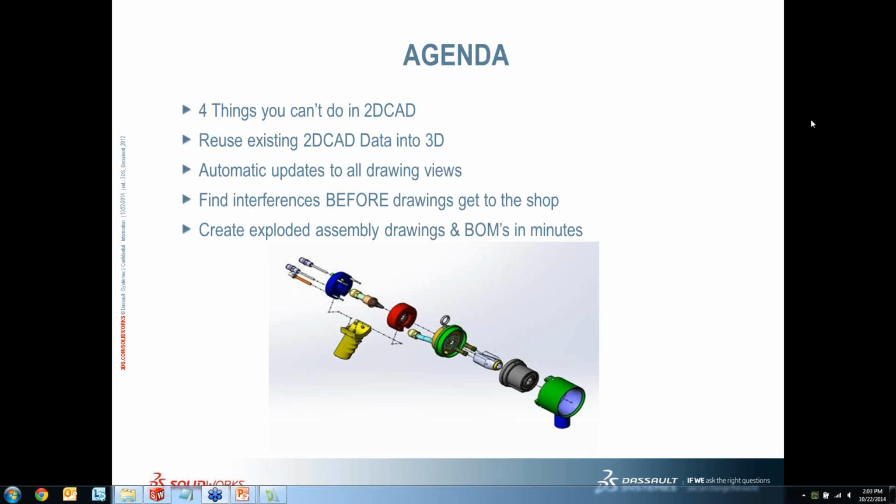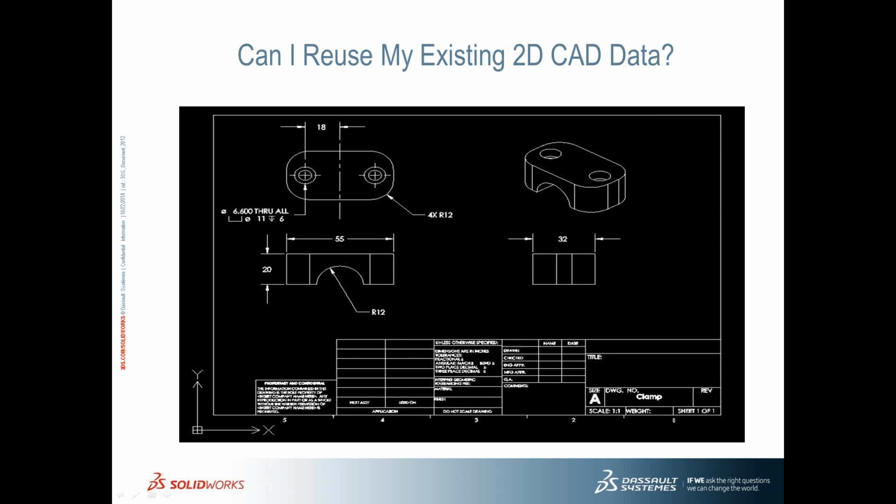This is a quick snapshot of today's agenda. We're going over 4 specific things you can't do in 2D CAD. The first is data reuse, reusing existing 2D CAD data in 3D. Also automatic updates to all drawing views, finding and identifying interferences before drawings get to the shop, and lastly, creating exploded assembly drawings and bills of materials in minutes. So we're going to go ahead and get started here.